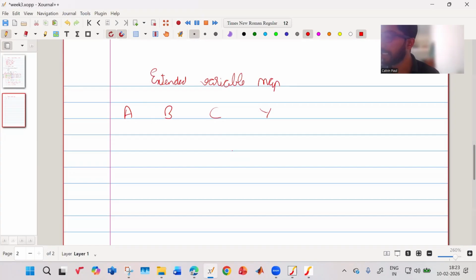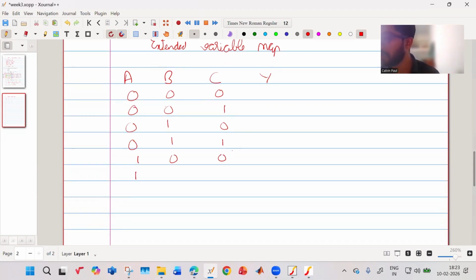Okay. It is the whole truth table: 0, 0, 0; 0, 0, 1; 0, 1, 0; 0, 1, 1; 1, 0, 0; 1, 0, 1; 1, 1, 0; 1, 1, 1. Okay, so this is the overall table, and we give some values. So let us say, okay, can you tell us some values? What should I write here? 1 or 0? What value should I give here?